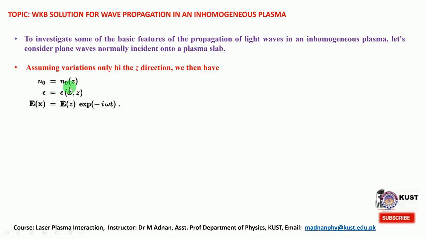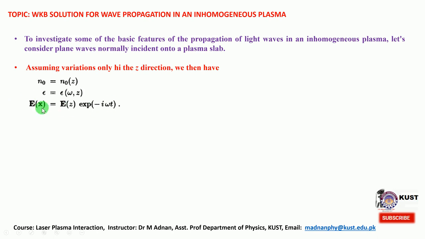So if there is a gradient in the density, the plasma dielectric function, if you remember, is 1 minus omega p square over omega square, that we have already defined in the previous lecture. Here omega p is the electron plasma frequency, and in the denominator omega is the frequency of the incident electromagnetic wave or the laser wave. So that was the profile.